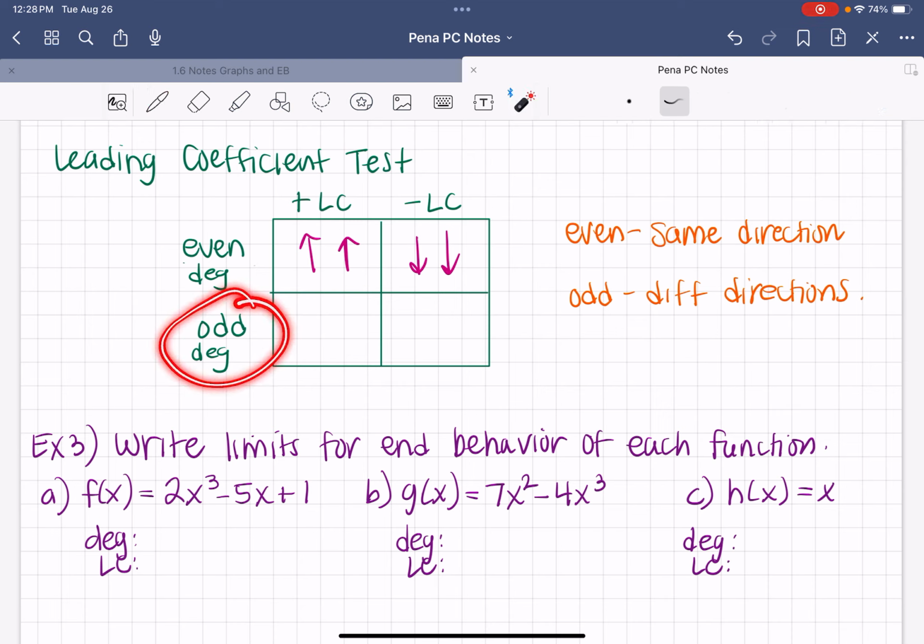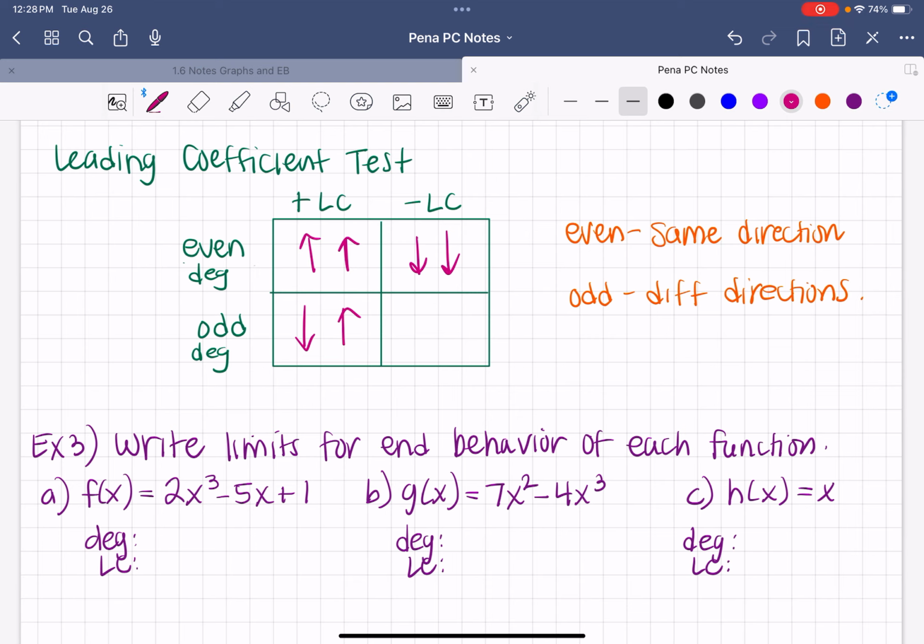If it's odd, they have to be different, so it's going to be one up, one down. But if it's positive, it needs to start low. That way it has room to actually get bigger. So the left is going to be down and the right's going to be up. And then if it's negative, it has to start on the top and then get lower.